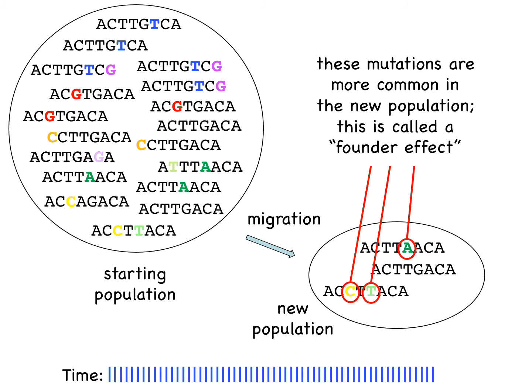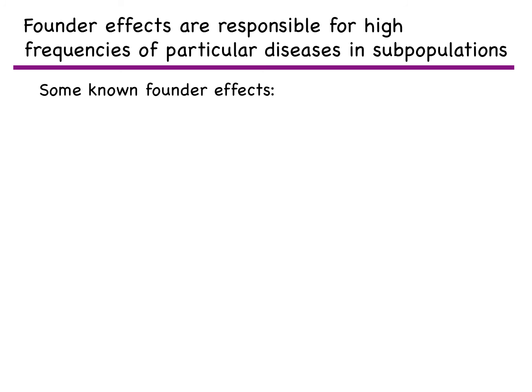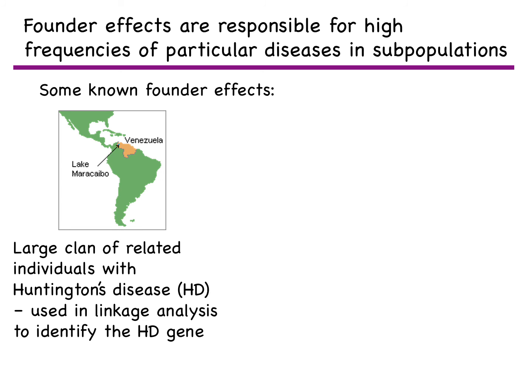And so the ones that actually leave the starting population, these are called founder effects. And it turns out founder effects are responsible for higher frequencies of certain diseases or traits in subpopulations. And you see this all over the planet. Here's a couple of known founder effects. One founder effect is that there's a large clan of related individuals that have this disease, Huntington's disease. And this is really a terrible disorder. I think I mentioned this earlier in the course.